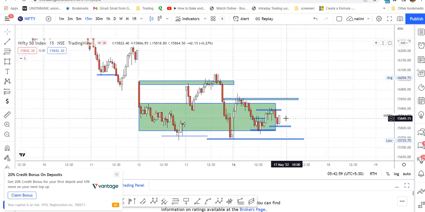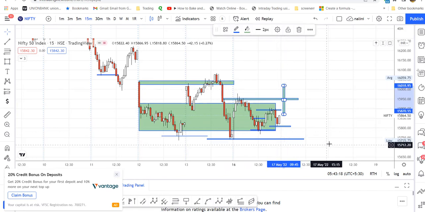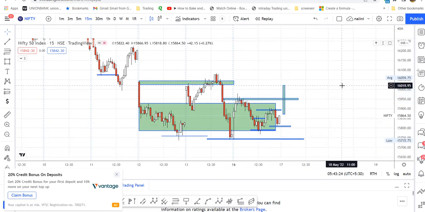So we have to look for the range expansion. If the price has to move up, we have to see the range expansion, either above this or below this. Then a sell-off or a buy can occur in the market. This happens on and on, even in the fractal also. Let us see any other examples.